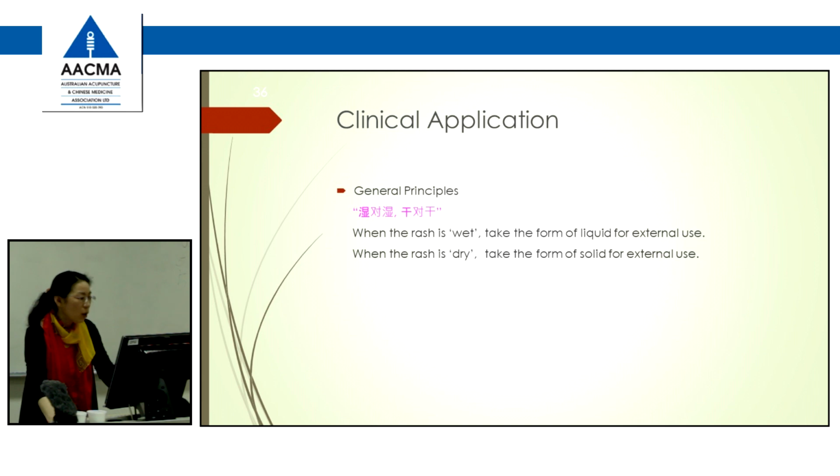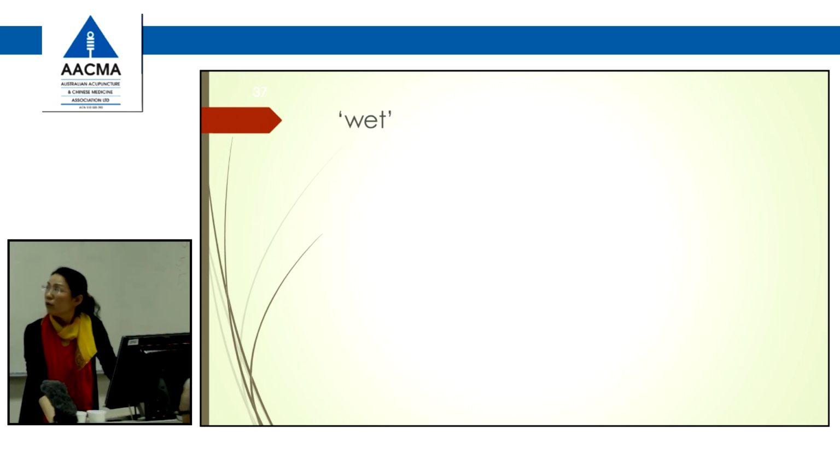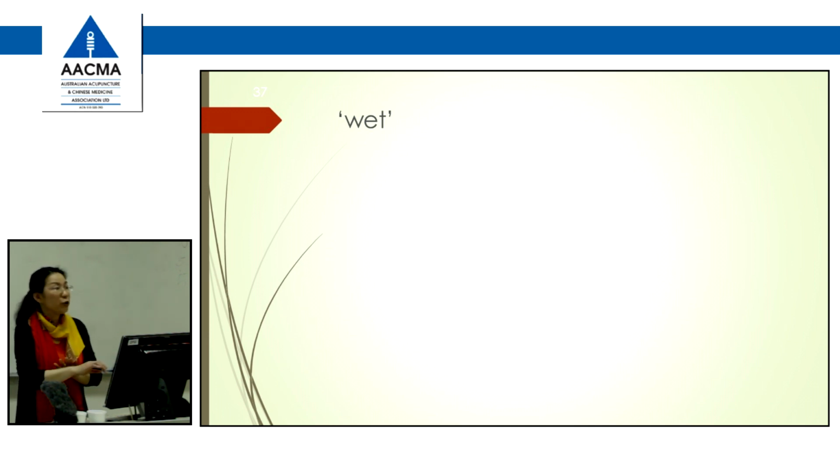Wet. What is wet? Wet means, the weather wet is humid, but in our body wet means you can see the water exudation on the face of the skin, then that's a kind of wet. And under the skin, maybe you have seen the wheals, hives. That's under the skin. That's a kind of water, wet.